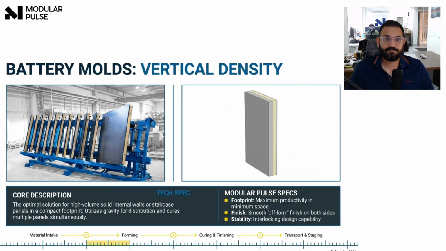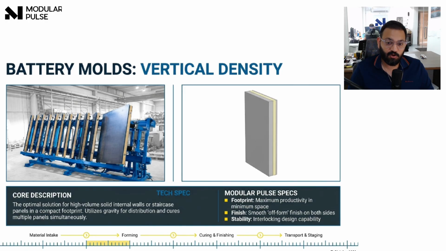Battery molds. Now let's talk about one of the smartest space-saving systems in precast: battery molds. In many countries, especially in India, land is expensive and factory space is limited. So the question becomes, how do I produce more walls without increasing factory area? That's where battery molds come in.